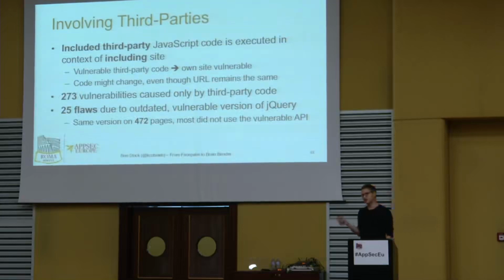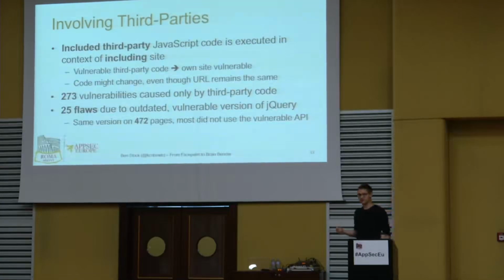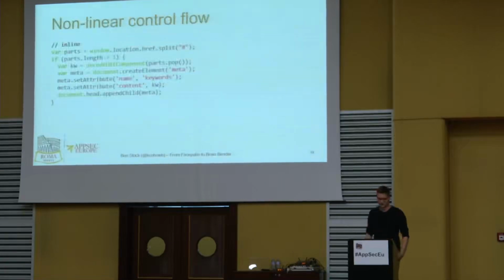It would render that code, and thereby you had a vulnerability. Turns out that while only 25 of these flaws were actually caused by this vulnerable jQuery version, out of the 1,100 vulnerabilities or vulnerable URLs that we had, 472 actually used exactly this version. So there were a lot of vulnerable websites out there. Their luck was just that they didn't use this dollar operator. Right. And I said earlier that I want to come back to an example of a non-linear data flow.